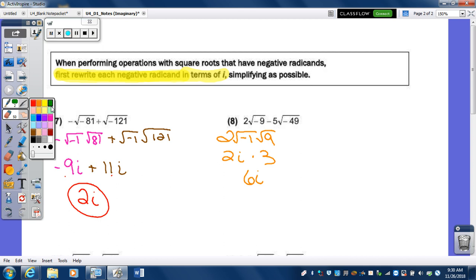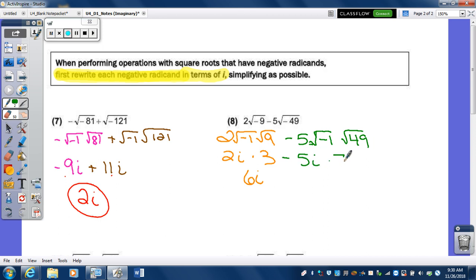For the other one, 49 is a perfect square. So I'm just going to take away the -1. So then this becomes 5I times 7. So we got a -35I. So it's 6I minus 35I, which is -29I.